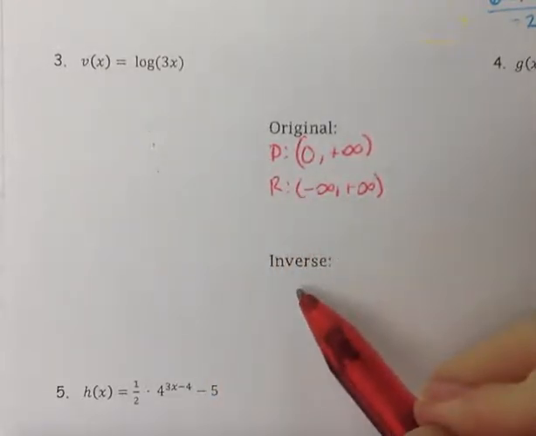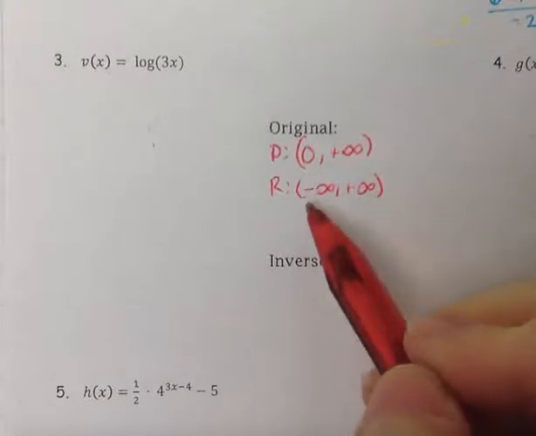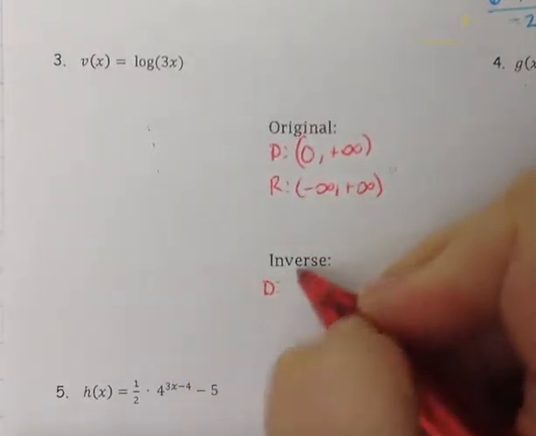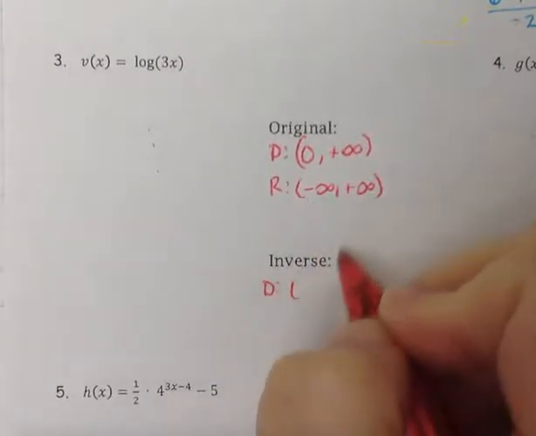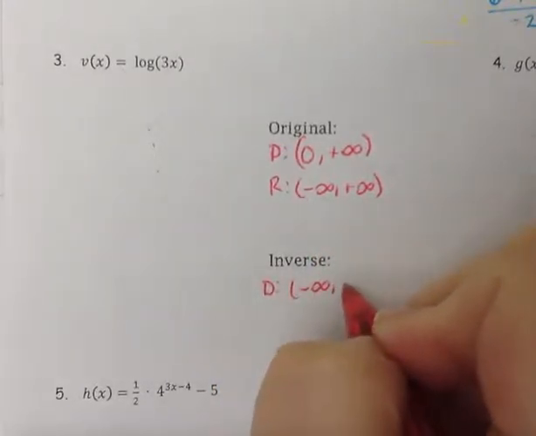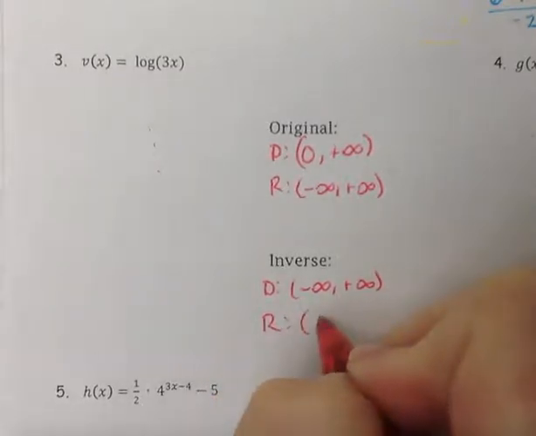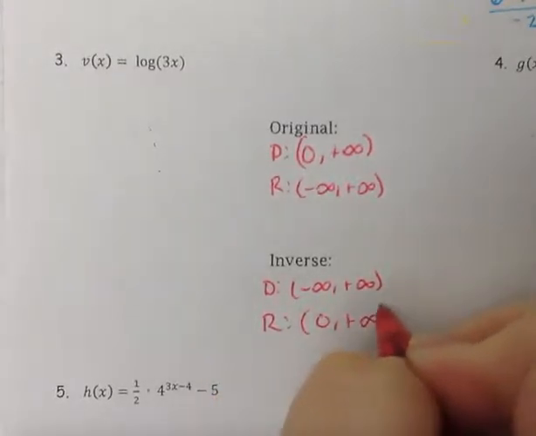So if we can go ahead and get our inverse domain and range, it's the flipped version of our original. So the domain of the inverse will be that negative infinity to positive infinity. And the range of our inverse will be that 0 to positive infinity with open brackets on both.